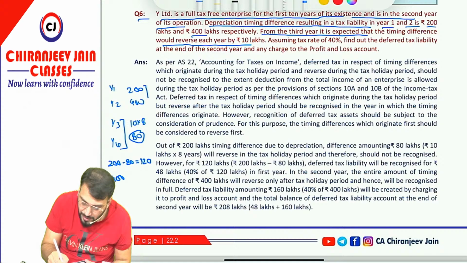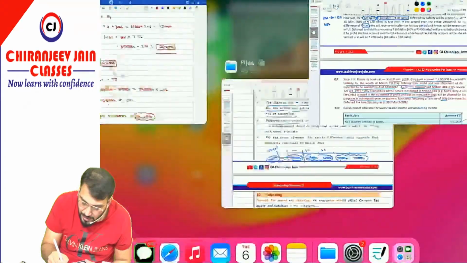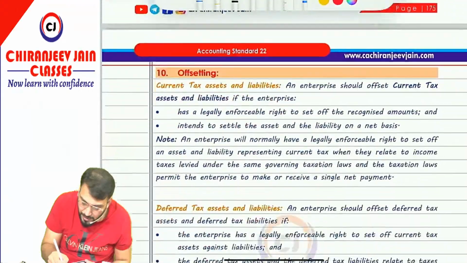That they want to say, if you read, out of this 200, 80 will be reversed during the tax holiday period. So we need to recognize deferred tax only on 120 lakh. And for the second year 400 lakh, we need to recognize the entire deferred tax because that timing difference will reverse after the tax holiday period. Understood? This completes your entire AS 22. I hope you have understood all the points. If you have understood this much, now any question can be done.